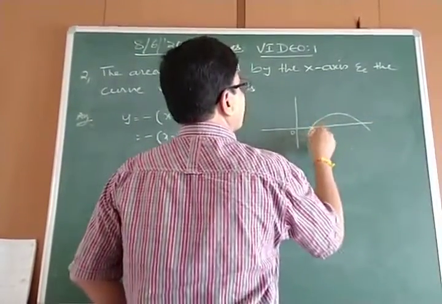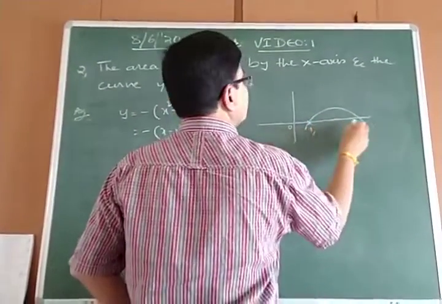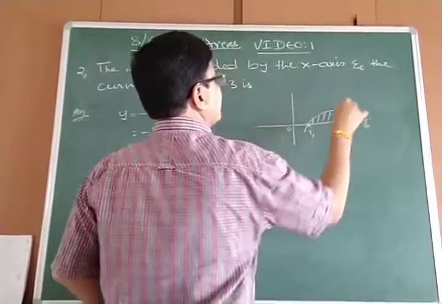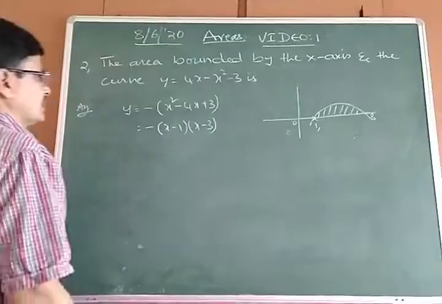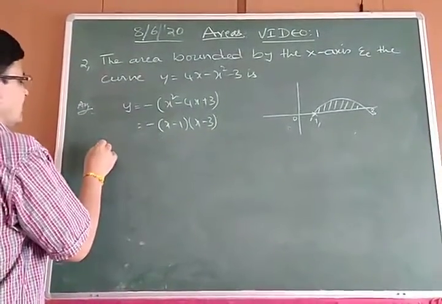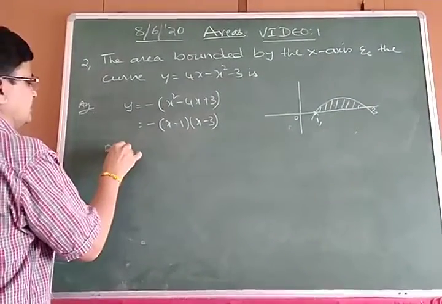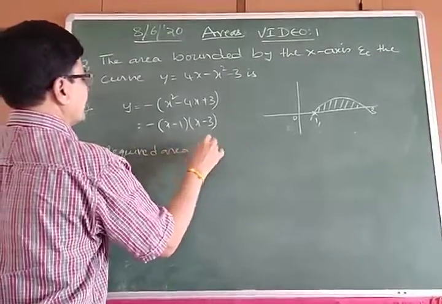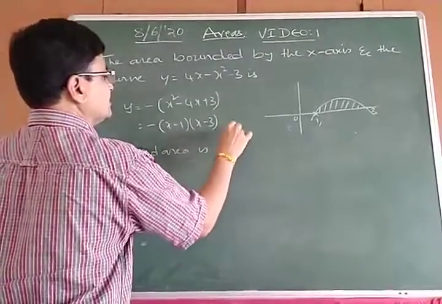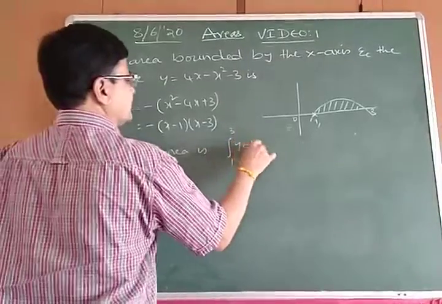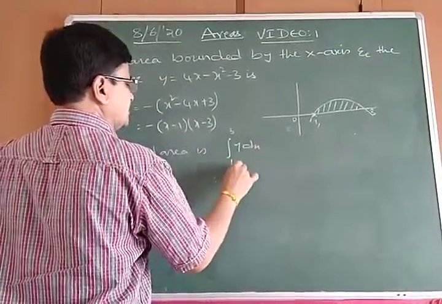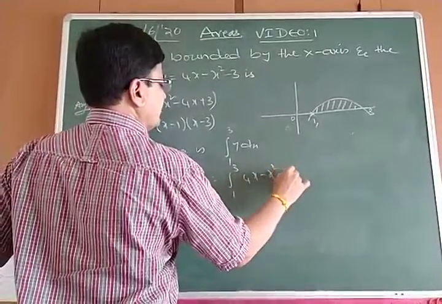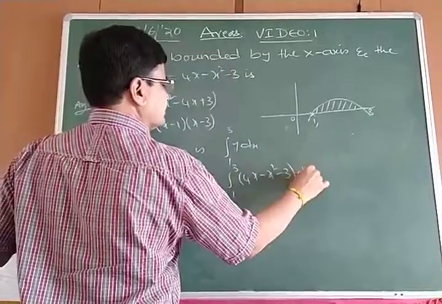So this is 1, 3. This is the required curve. The required area is integral 1 to 3 y dx. That is integral 1 to 3 of 4x minus x square minus 3 into dx.